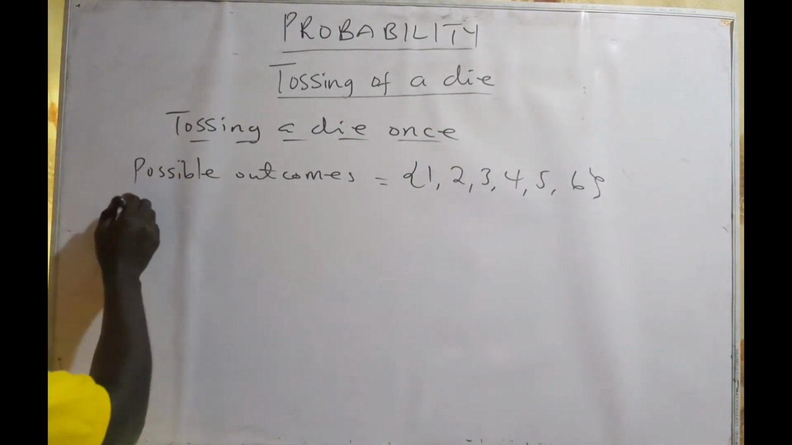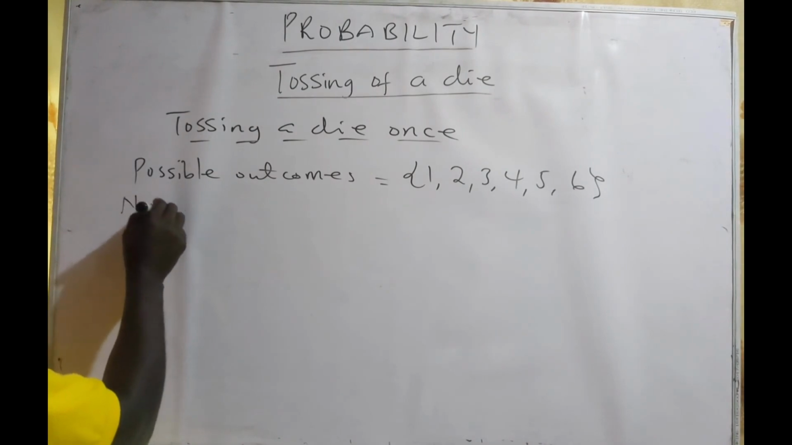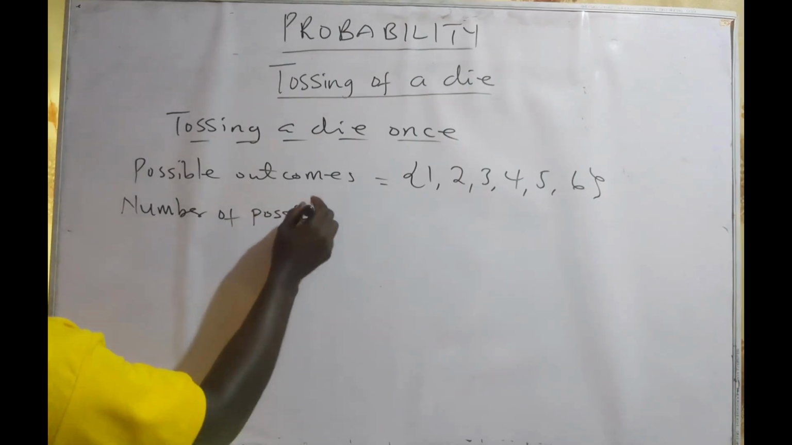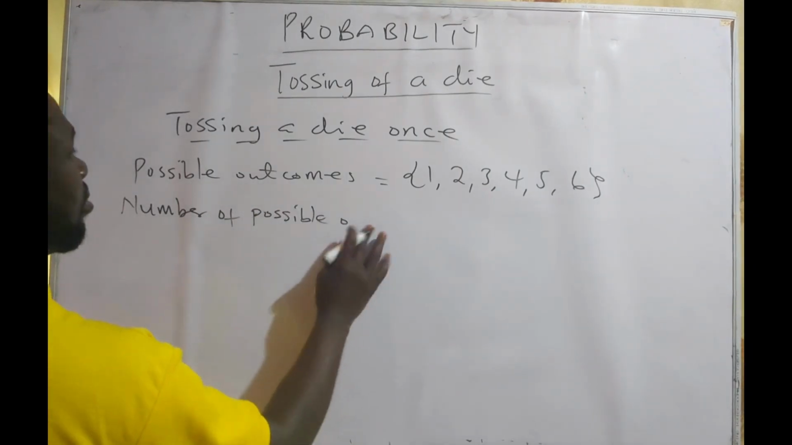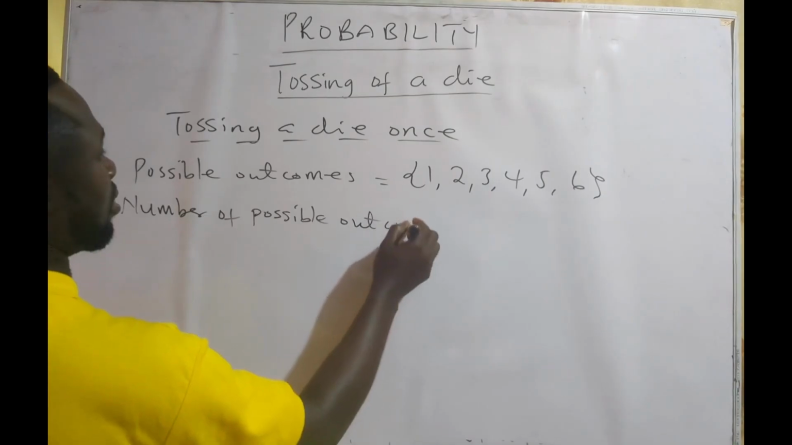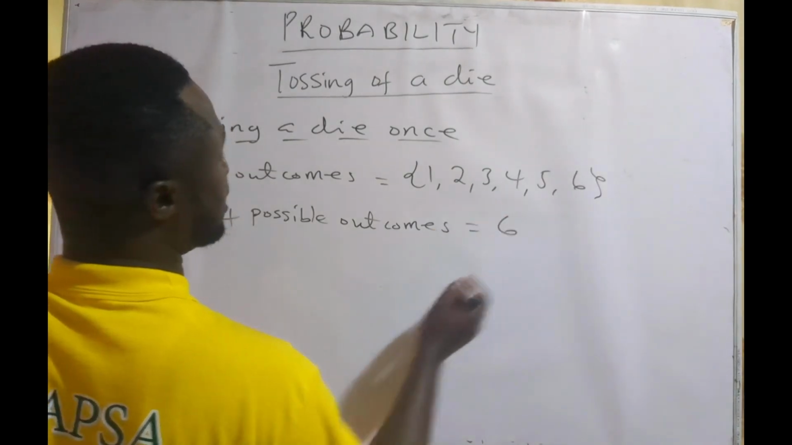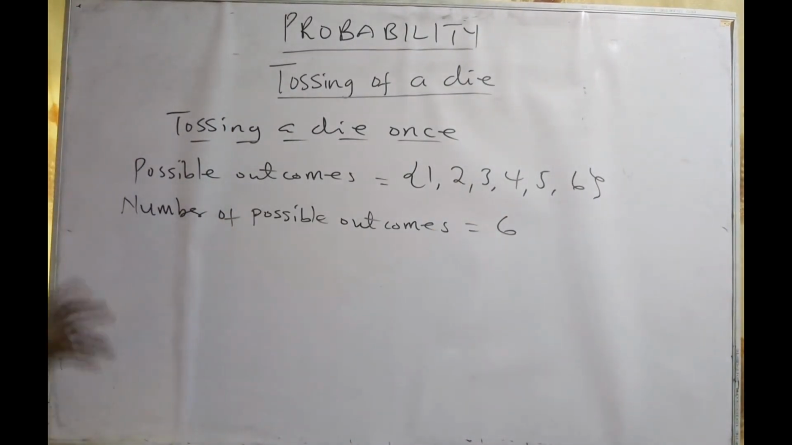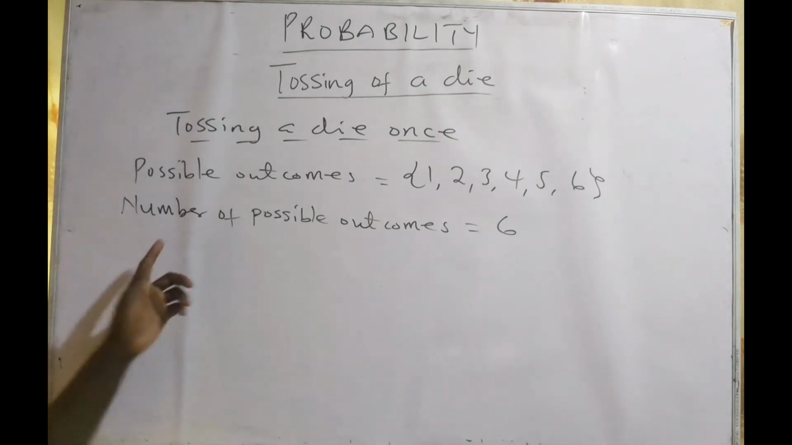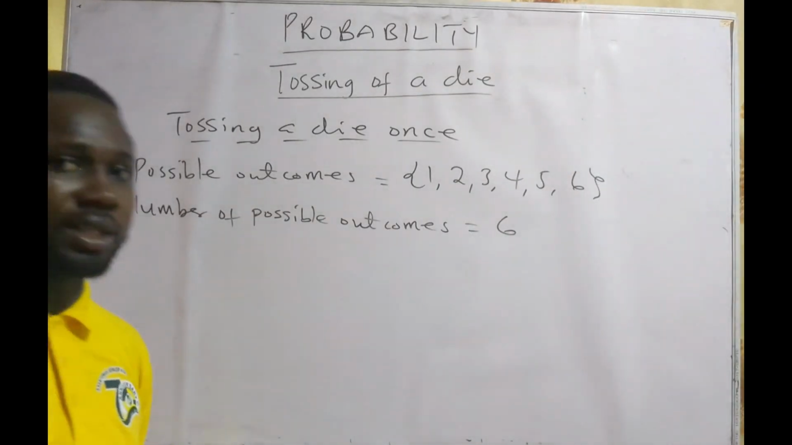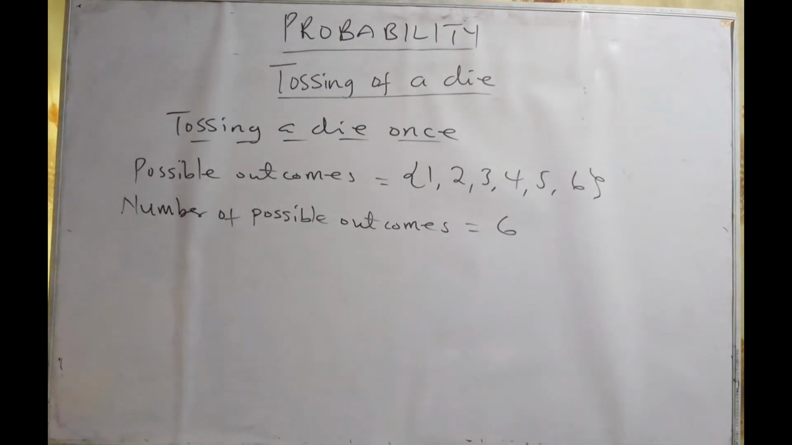So what will be the number of possible outcomes? The number of possible outcomes is going to give us 6. When you toss a die once, the number of possible outcomes is going to give us 6. So let's look at an example.